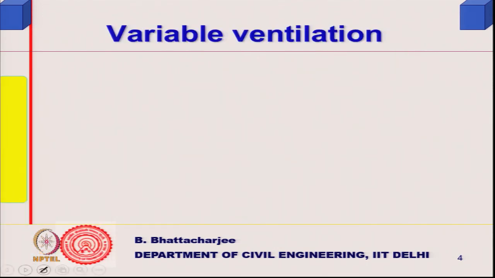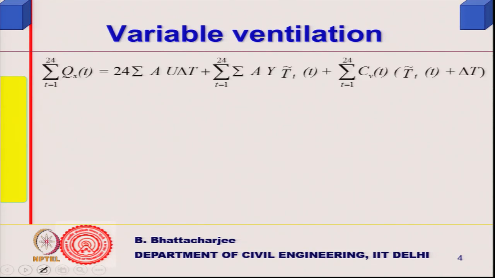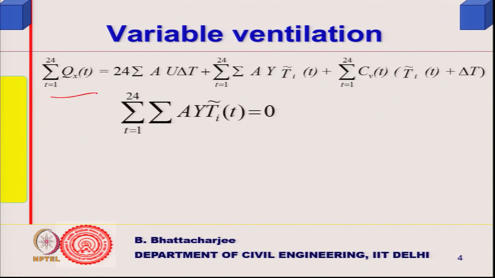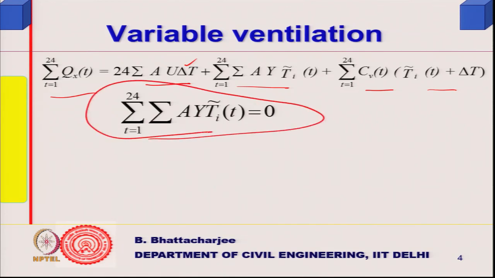Let us see how we do it. This is summed up for 24 hours. So this will be 24 times a constant, because delta t is constant all the time. This I sum up, and this also I sum up. Now for the Ai Tit swing term, this will be equal to 0, because Ai I can take outside and Tit swing is equal to 0. So this term is equal to 0 and that gives me the 25th equation.